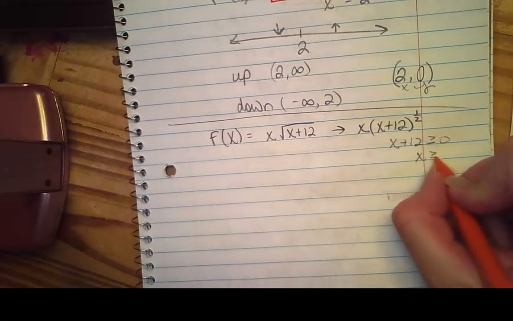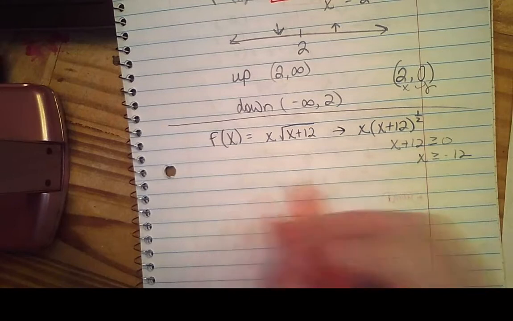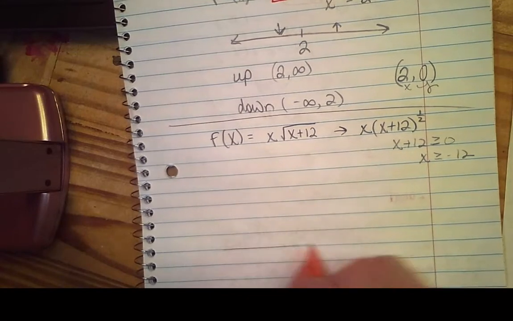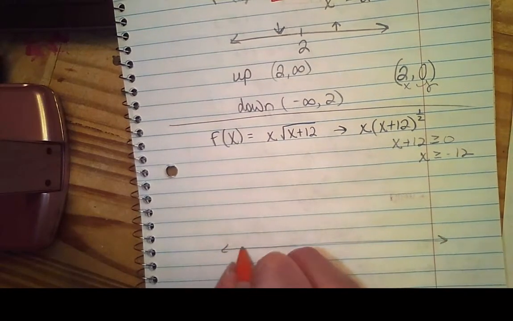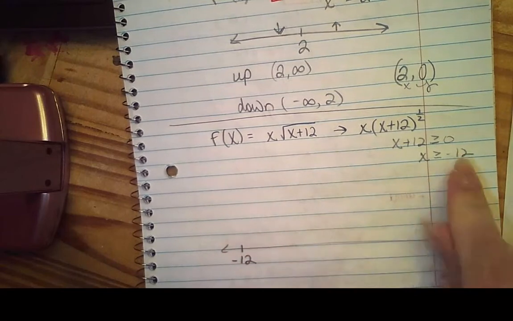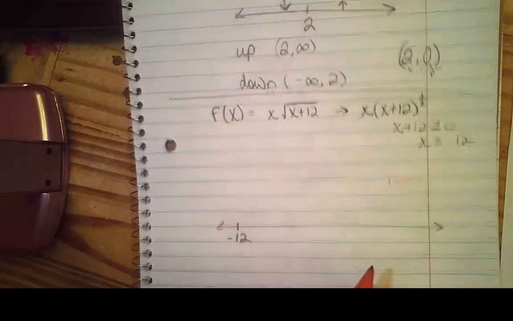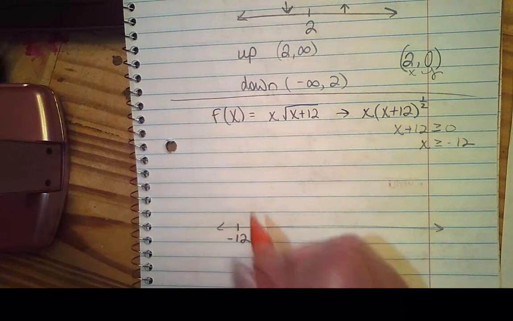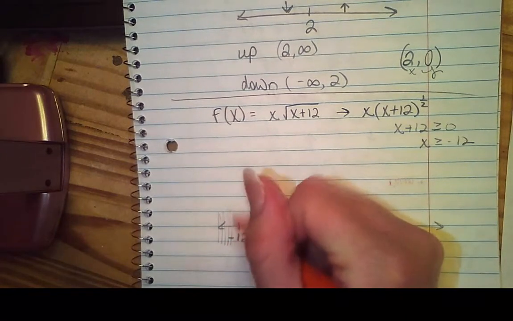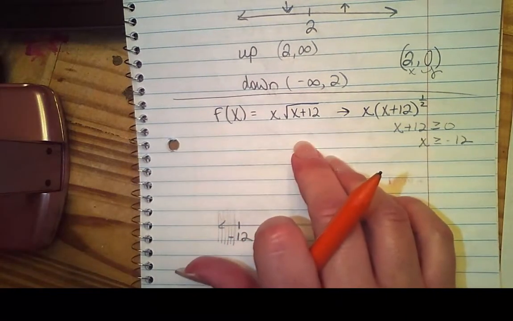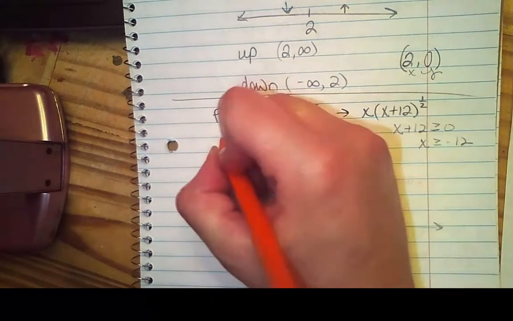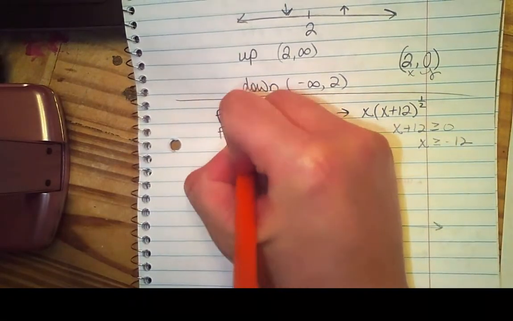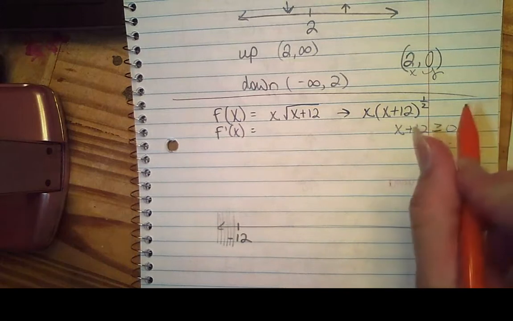I'm sorry, subtract 12. Okay, so right now I know that this thing only exists from negative 12 and bigger. So if I generate anything to the left of negative 12, it is not valid because it's not in the original function's domain. All right, so first derivative gives me increasing, decreasing, maxes and mins.